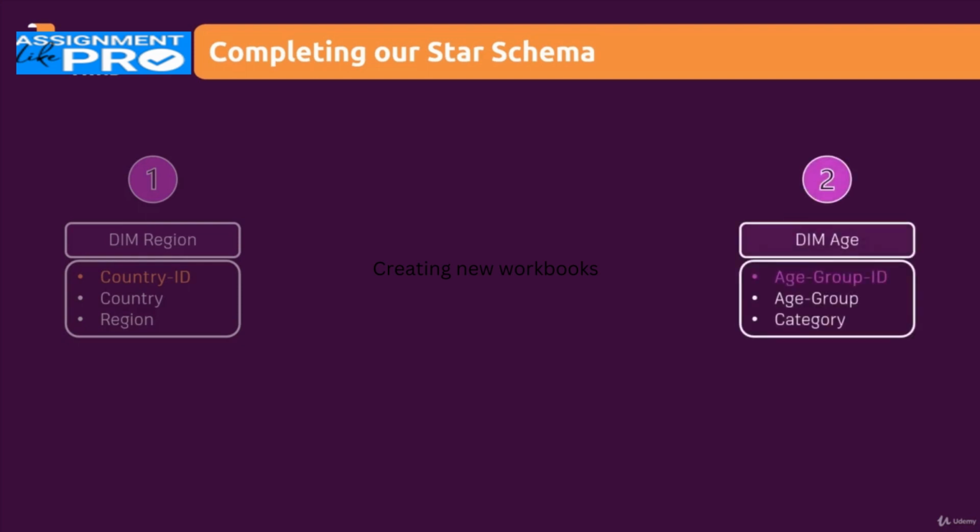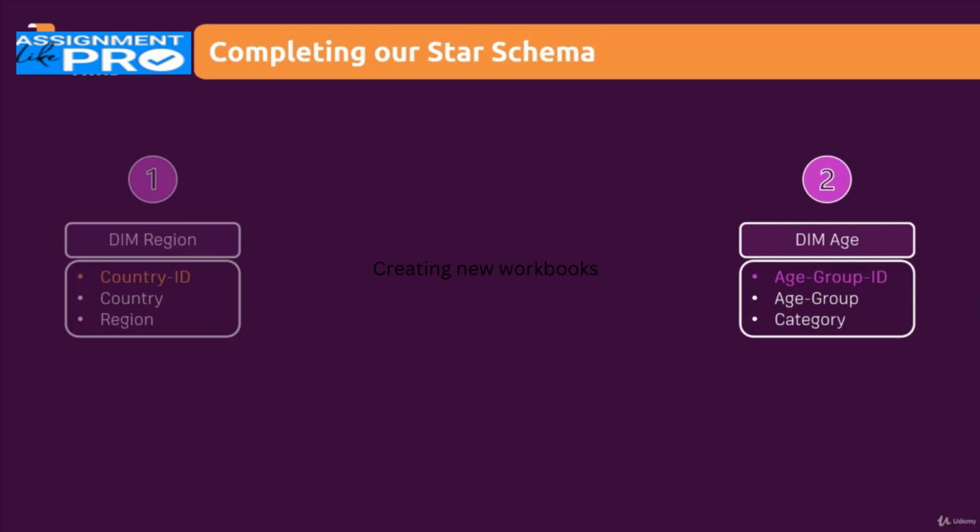We need our dim age table, which will follow the same logic we saw for the regions, where the region table includes all the region or country specific information. The dim age table will include any information related to our age groups that we have for our population.